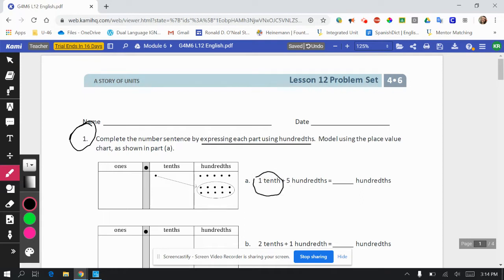So we'll start here in part A, 1/10. You'll remember we can change that into hundredths. How do we turn the 10 into a 100? We take it times 10. Whatever I do to the bottom, I have to do to the top. So 1 times 10 equals 10. So here we have 1/10, which equals 10 hundredths. And they did that here by taking 1/10 and turning it into 10 hundredths.